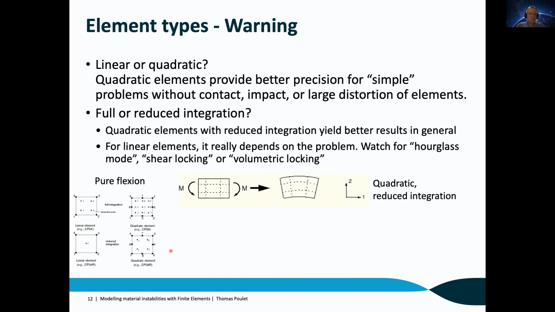Let's pick a problem of pure flexion, right? You've got this rectangle and you want to flex it on the sides. Depending on which element you consider, you might have different results. So let's pick a quadratic element with reduced integration. So quadratic, which is on the right-hand side, reduced, that's this element here at the bottom. So we've got a lot of mesh nodes, but only 4 integration points. You can see the 4 integration points on this diagram, and those lines are the isoparametric lines.